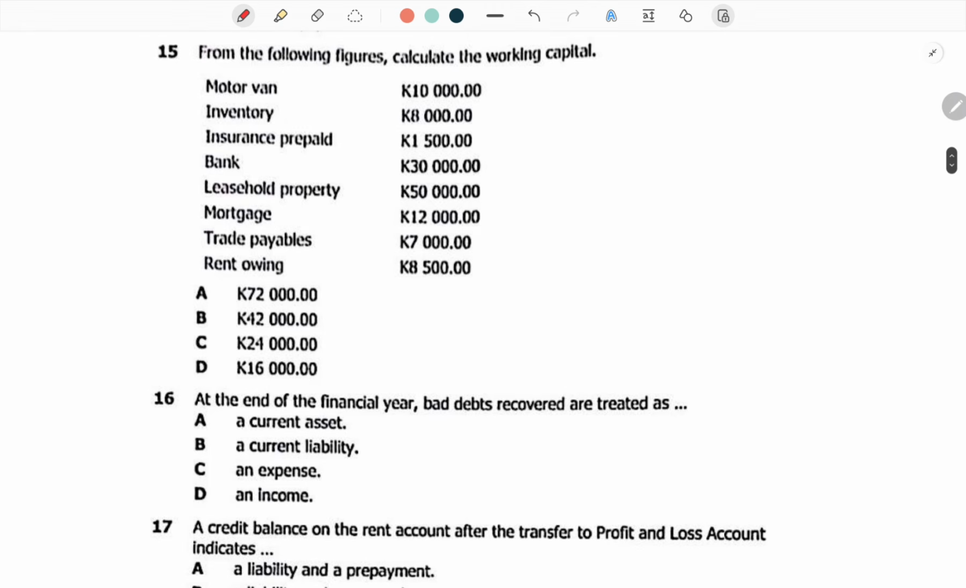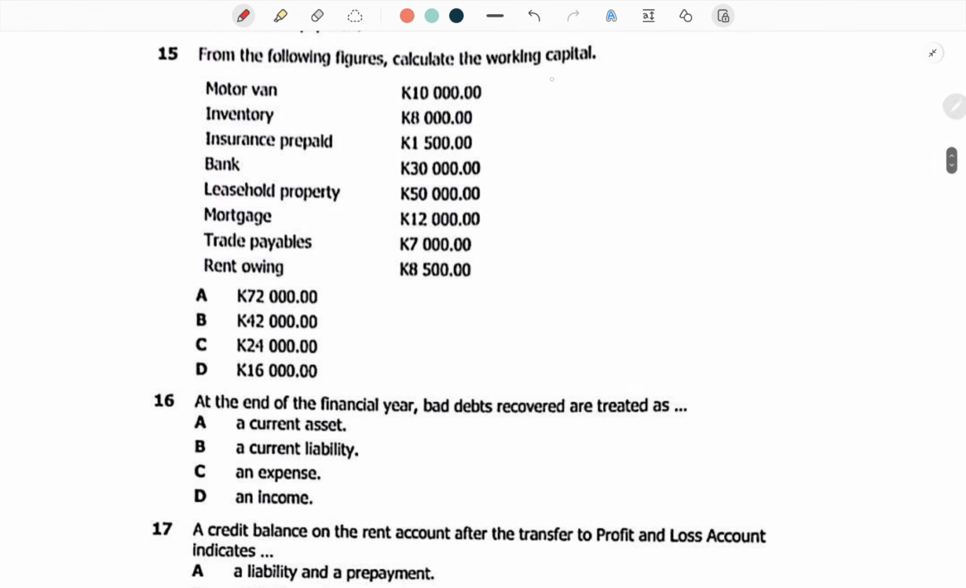From the following figures, calculate the working capital. Okay, so for this particular question, working capital is equal to current assets.